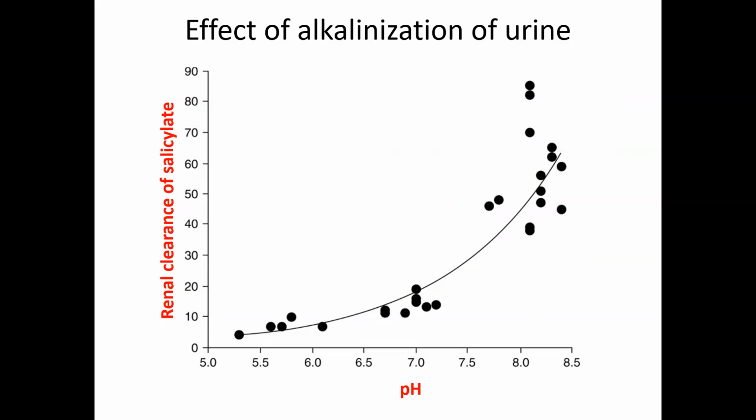So under those physiological circumstances, salicylate is not excreted, or very slowly excreted. In salicylate poisoning, aspirin toxicity, make the urine alkaline with sodium bicarbonate, increase the pH, and there is a drastic, dramatic effect on the excretion of salicylate. By increasing the pH, making the urine more alkaline, there is more excretion of salicylate.